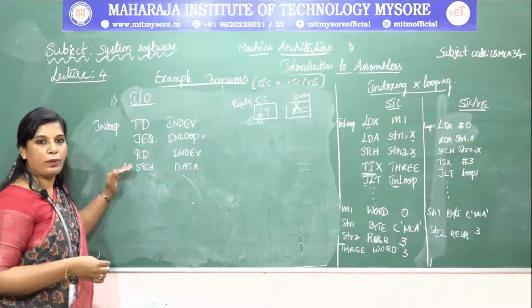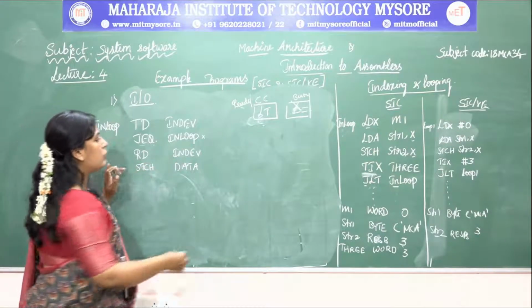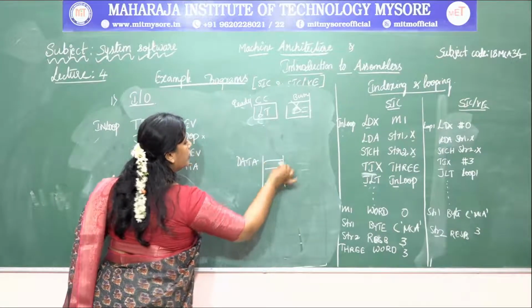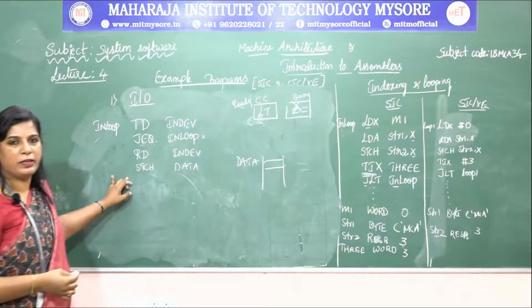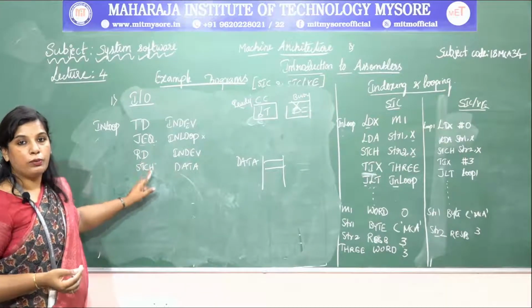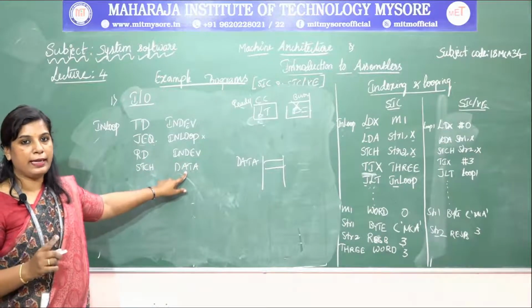So to read the data from the input device, after reading that, I am going to store it in some memory location, whatever the information might be. It might be a character. Here we are reading a character, so it requires only 1 byte for a single character.